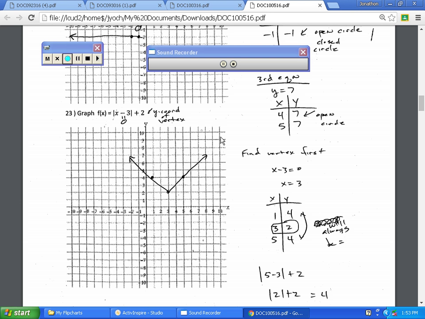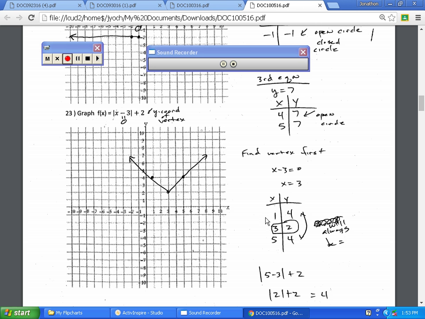In order to solve or graph an absolute value equation, I want to make sure I have the vertex first. The vertex is when the absolute value is 0. So set what is inside the absolute value, x minus 3, equals 0. You get x is 3. This is always the y-coordinate of the vertex, whether you're adding or subtracting to the other side. 3, 2 is the vertex.